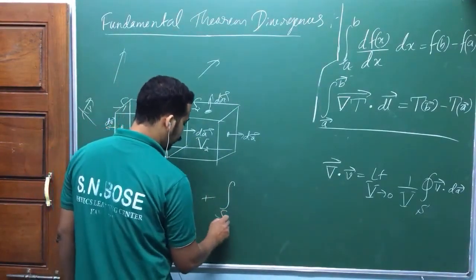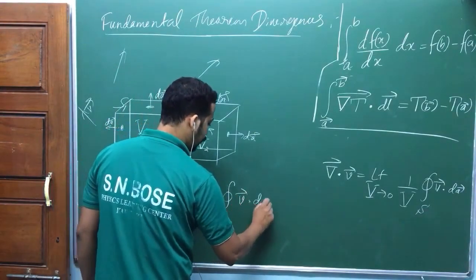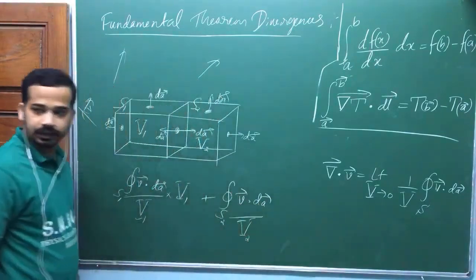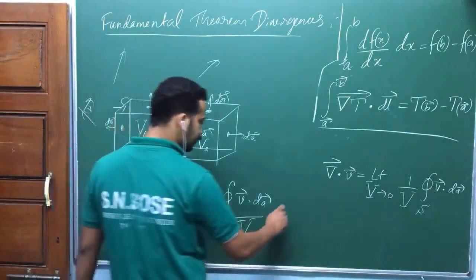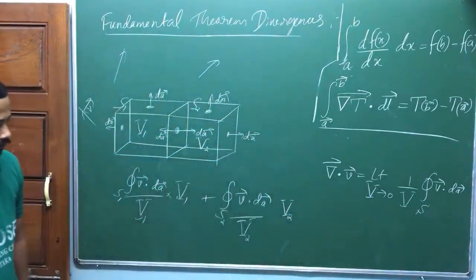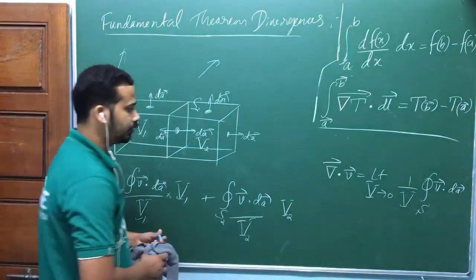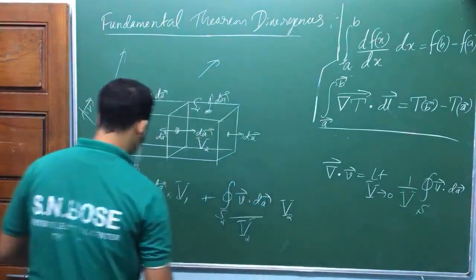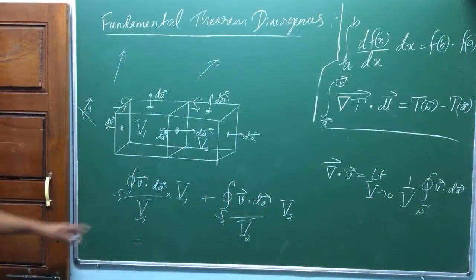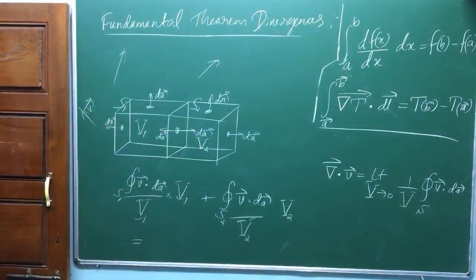So for this volume V2, again I do the closed surface integral S2 of V bar dot dA bar, and divide by V2. This was the density, and I will again multiply by V2. Now what is the result? Tell me. Again, these volumes will get cancelled.